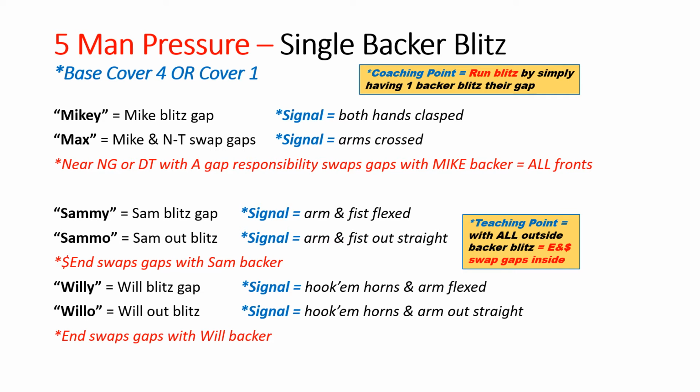5-man pressures, these are single backer blitzes. Use a base cover 4, or you can use a cover 1. Real simple, when we put a Y on the end of the player's name, that means they're just going to blitz their gap. So Mikey is going to go his gap responsibility. If we want to go ahead and cross that Mike over with the interior nose or tackle, swap the gaps, then it's a max call. You can see then Sammy means he's going his gap, Samo means he's going to go outside, Willie means he's going his gap, and Willow means he's going to go outside.